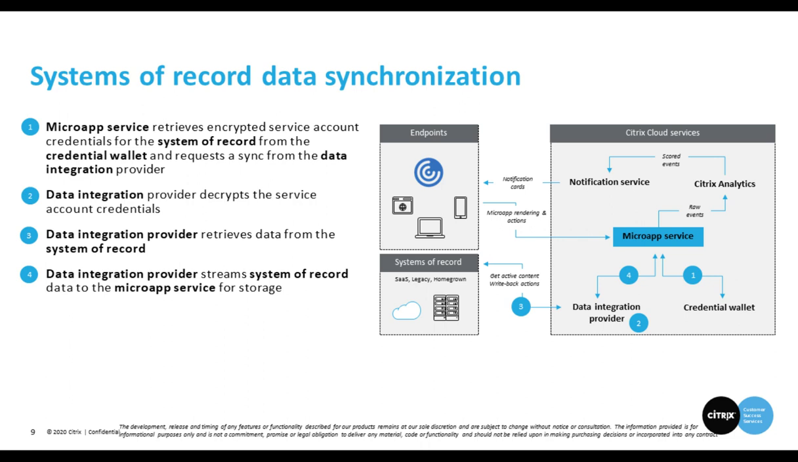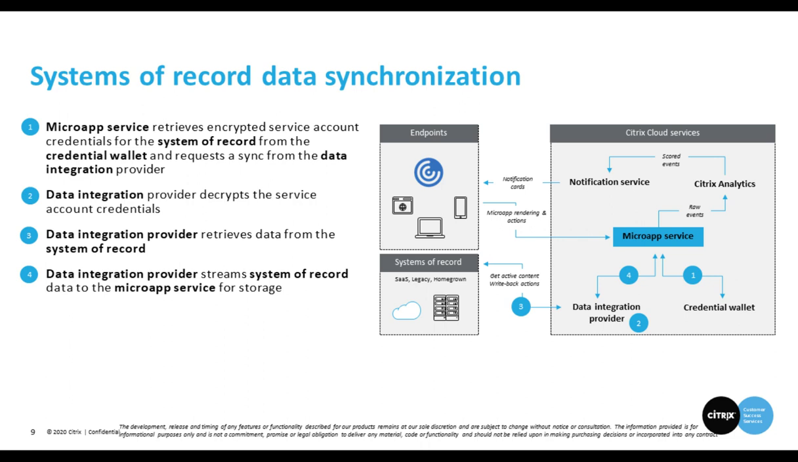When you set this all up, which you'll see in the next tips webinar, kind of how this gets put together within the builder, there are several components there. But basically what happens is that the Microapp service is going to get that encrypted service account from the system of record. It's going to put that data inside of the credential wallet, and then it's going to request a sync from the data integration provider. So it's basically using the credential wallet to store its resource accounts, and then it will call out to the system of record, through an API, and ask the system of record for data.